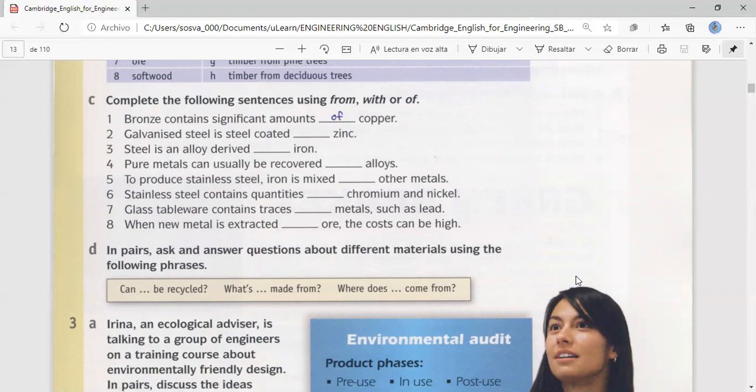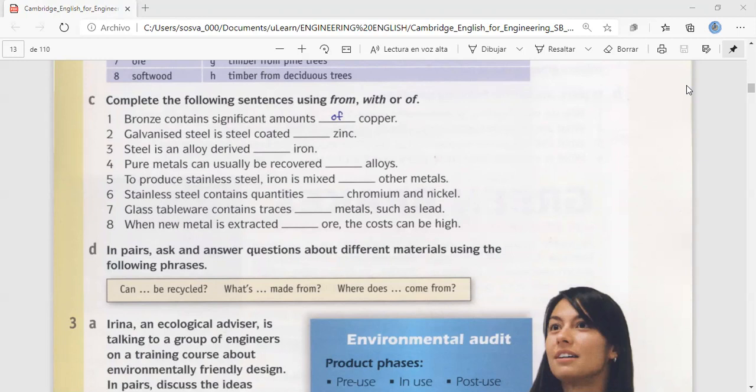Yes, I know. Okay, excellent. So, of course, each of them has its own usage, and that's what you need to know. That's the main idea. So, look at number 1. It says bronze contains significant amounts of copper. Of course. That means bronze, because it's like a possessive. Yes, it possesses copper.